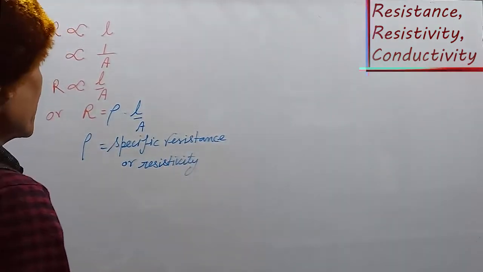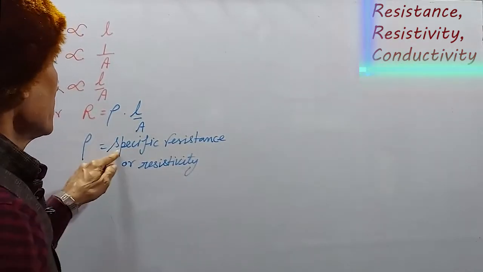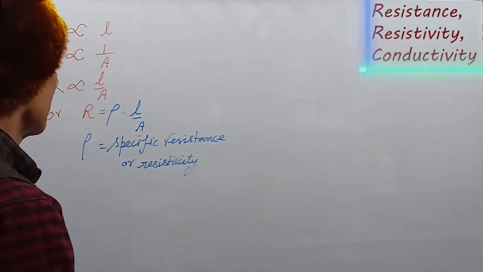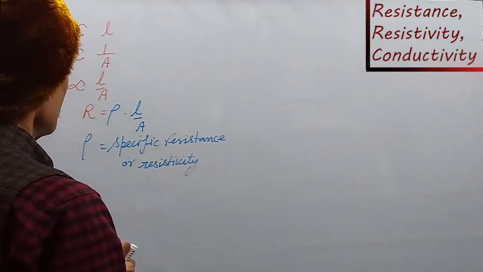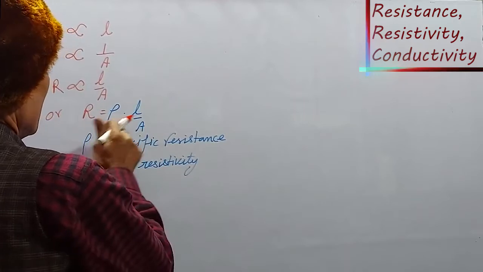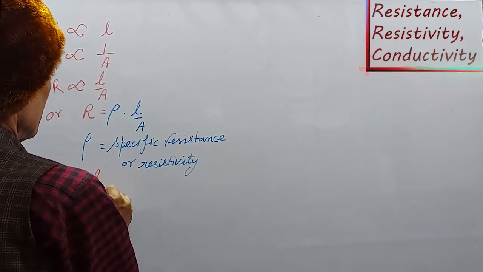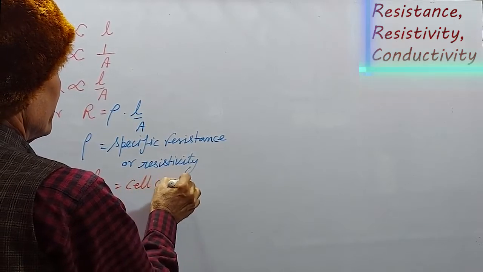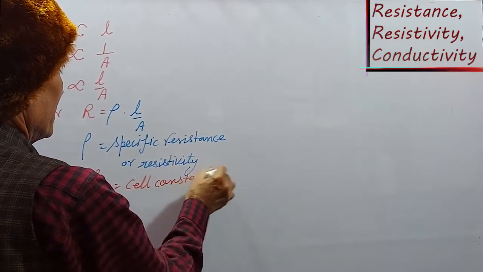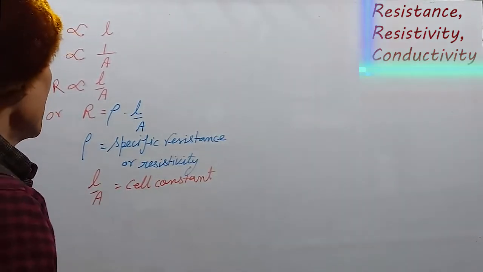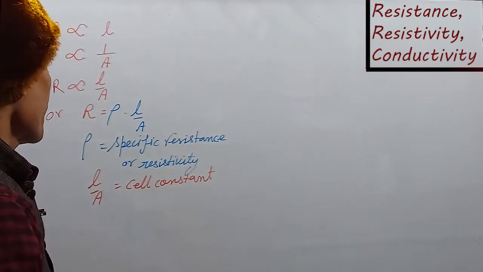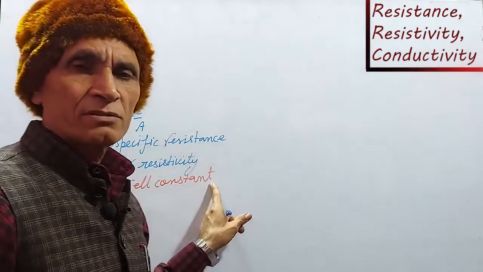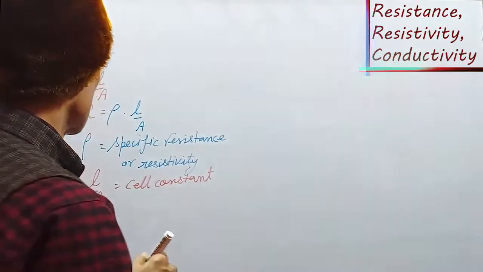This specific resistance, according to IUPAC system, is called resistivity, and L by A is called cell constant. In case of cells, it is called cell constant. Now, this cell constant depends on the dimension of the cell.